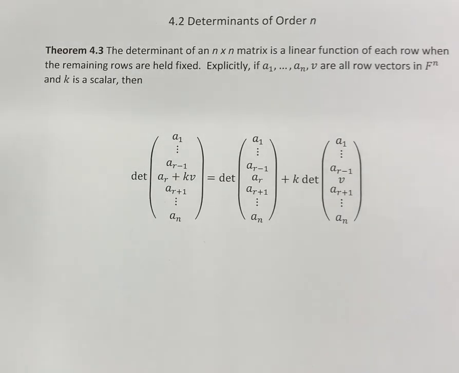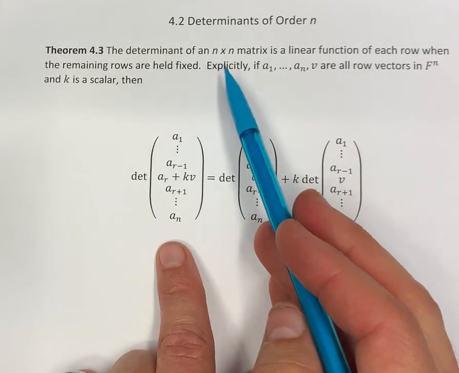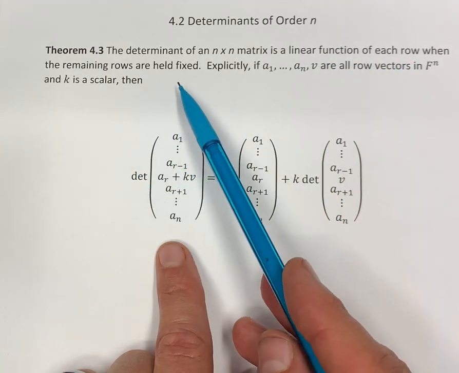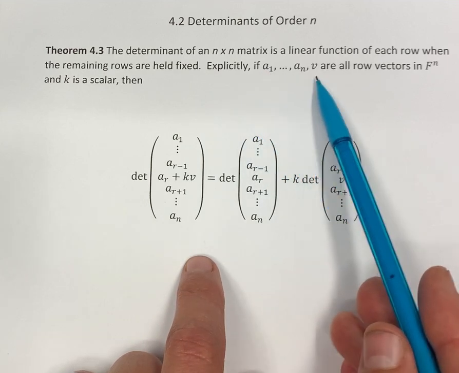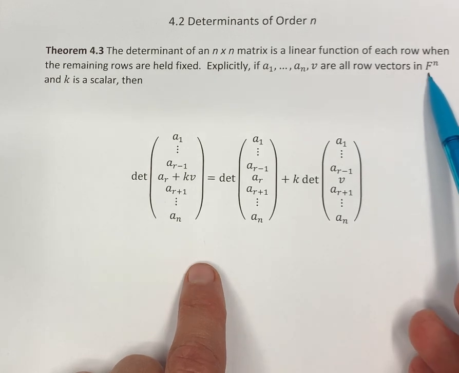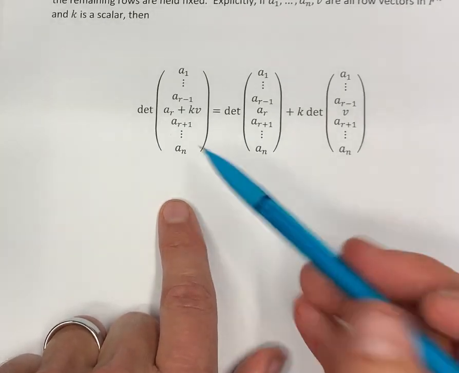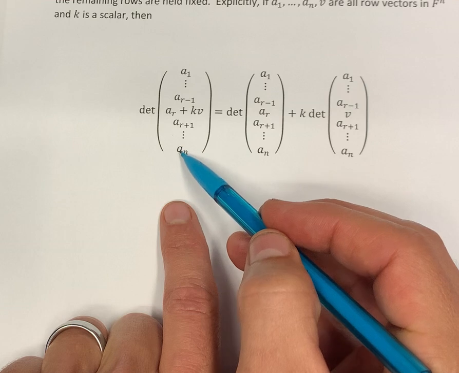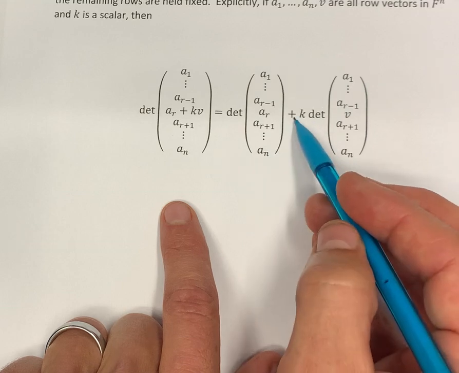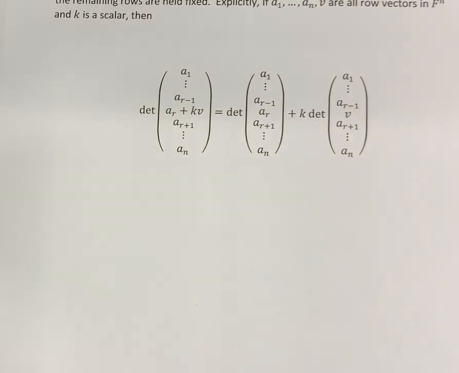Theorem 4.3 is an analog to what we've done with 2x2 matrices. It says the determinant of an n by n matrix is a linear function of each row when the remaining rows are held fixed. So explicitly, if a1 through an and v are all row vectors in Fn, and k is a scalar, then the determinant of this matrix is equal to the determinant of this matrix plus k times the determinant of this matrix. Remember, we're just describing the matrices in terms of their rows.